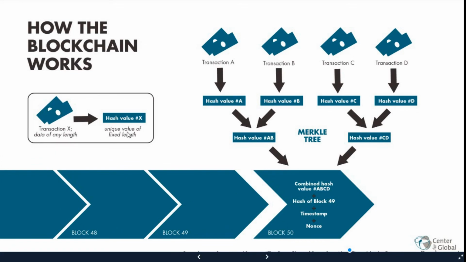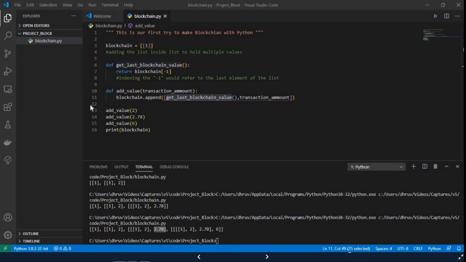Transaction X, data of any length, hash value of X. Here we are just adding the whole list. Instead of this, in a real blockchain, we will have a certain hash value of the function or the data itself, and then we will add that hash value. For the Merkle tree demonstration, I can show you this. Okay, this is how we can do it. In the next session, we'll go further with this. Thank you.